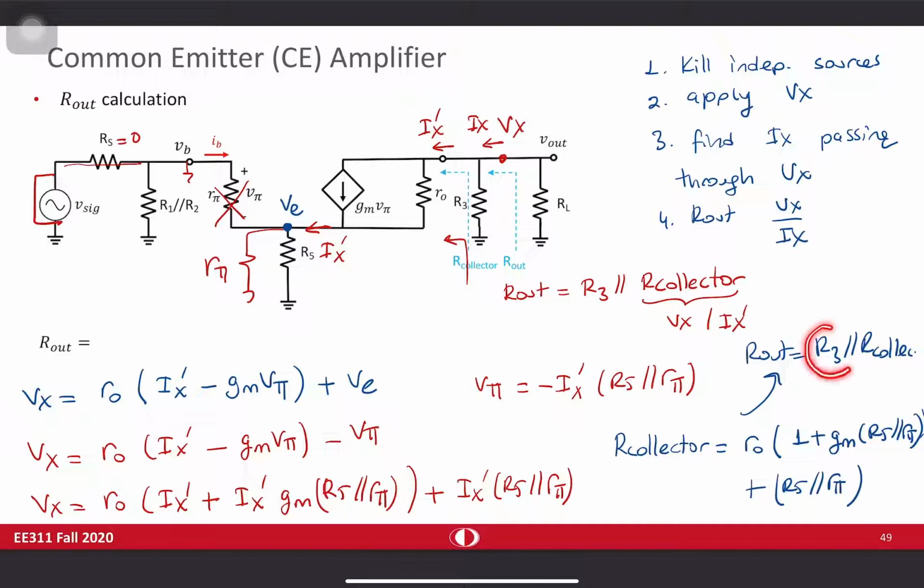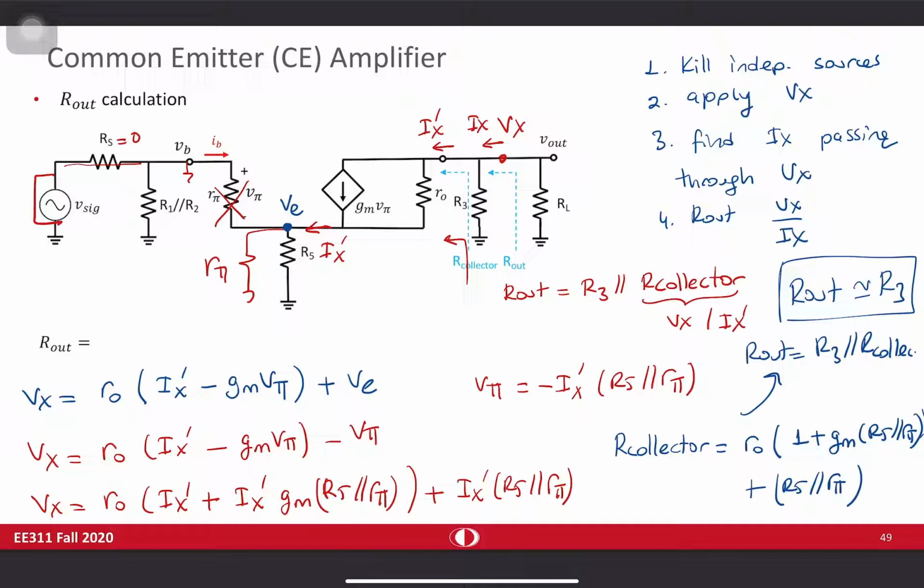But this R3 is a discrete component. It's in the range of a few kilo ohms. Most probably, this R3 is much smaller than our R collector. So I can say that R out is approximately equal to R3. But of course, you have to make all these calculations.